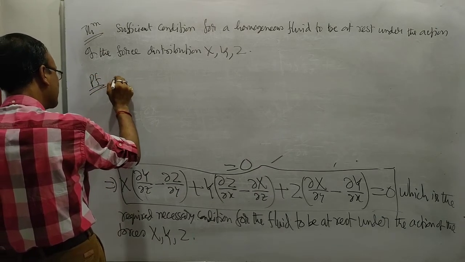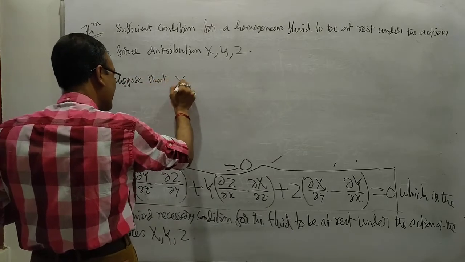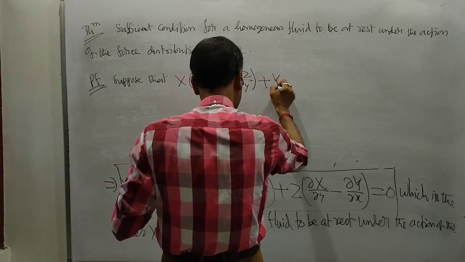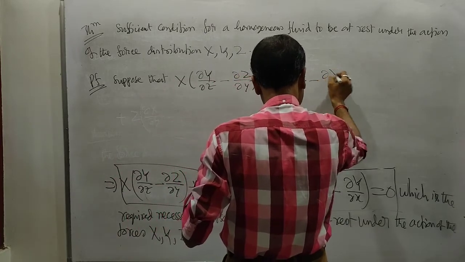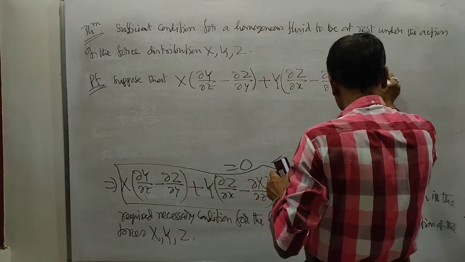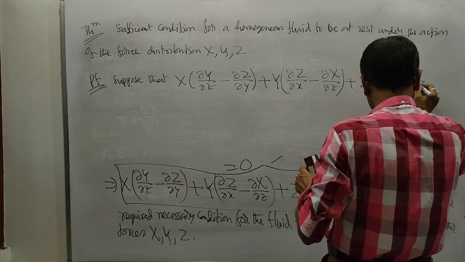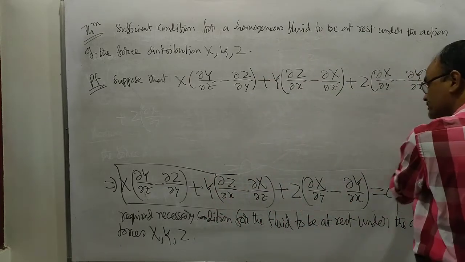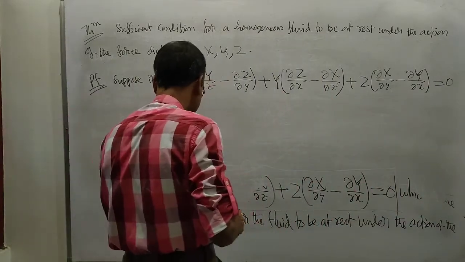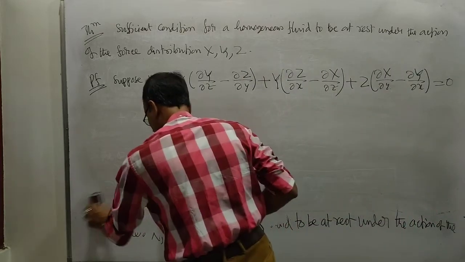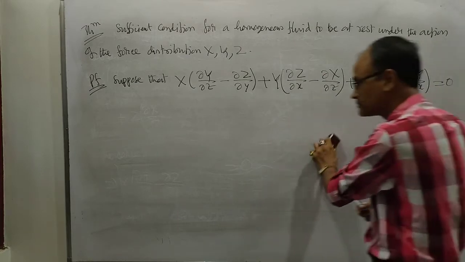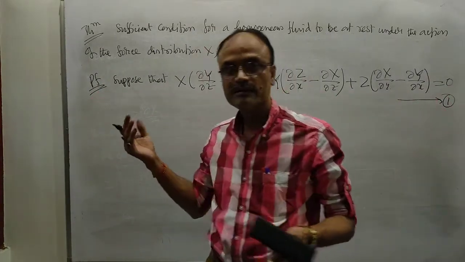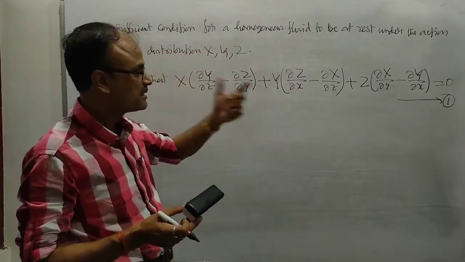The proof. Suppose X(∂/∂y ∂/∂z minus ∂/∂z ∂/∂y) plus Y(∂/∂z ∂/∂x minus ∂/∂x ∂/∂z) plus Z(∂/∂x ∂/∂y minus ∂/∂y ∂/∂x) is equal to 0. This is number one. To find the sufficient condition, suppose that this is true.